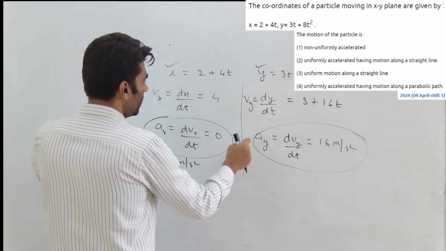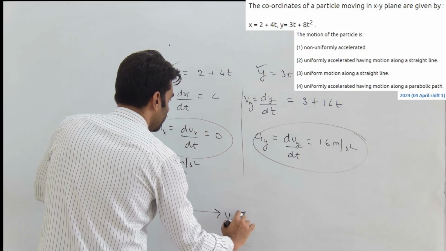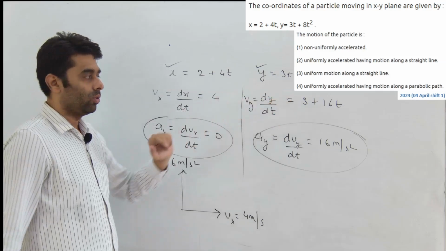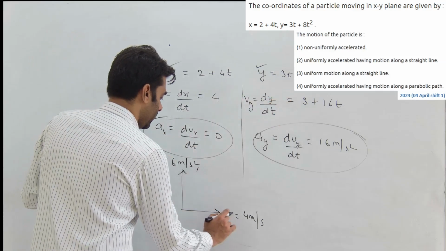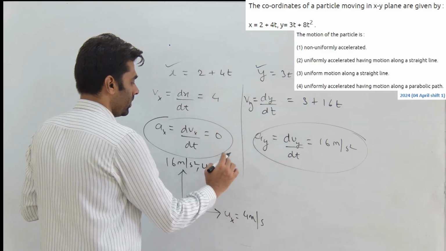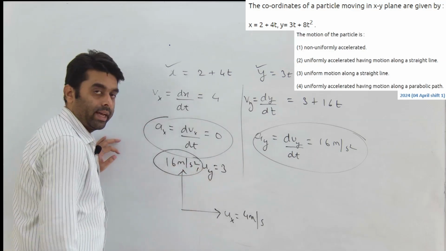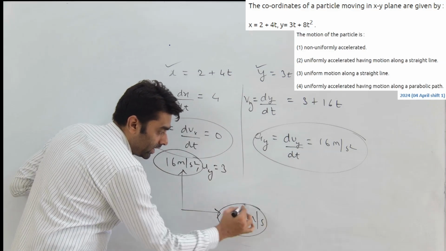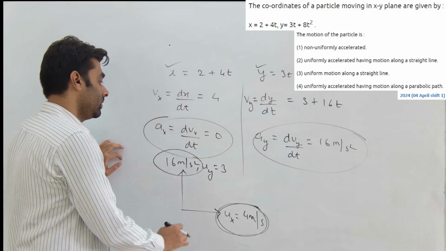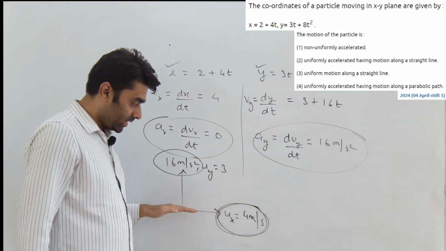If you see the initial velocity, in the x direction, ux is equal to 4 meter per second, and in the y direction, if you put t equals to 0, uy is also equal to how much? 3. If you notice, acceleration is in the y direction, but you have initial velocity in the x direction also. That implies this particle cannot move in a straight line path, because there is some initial velocity in this direction.